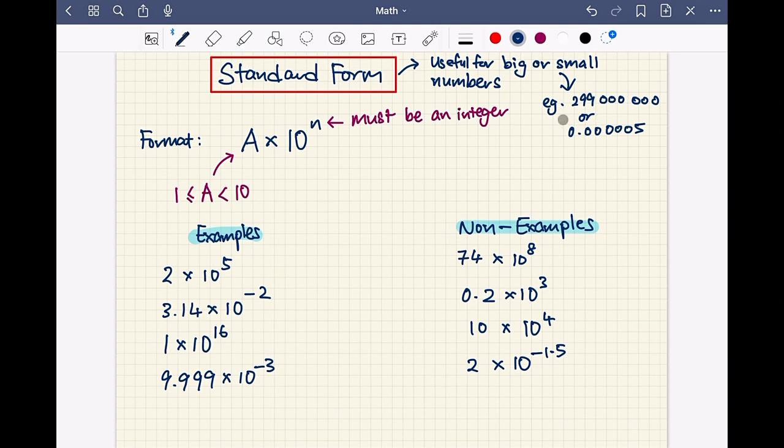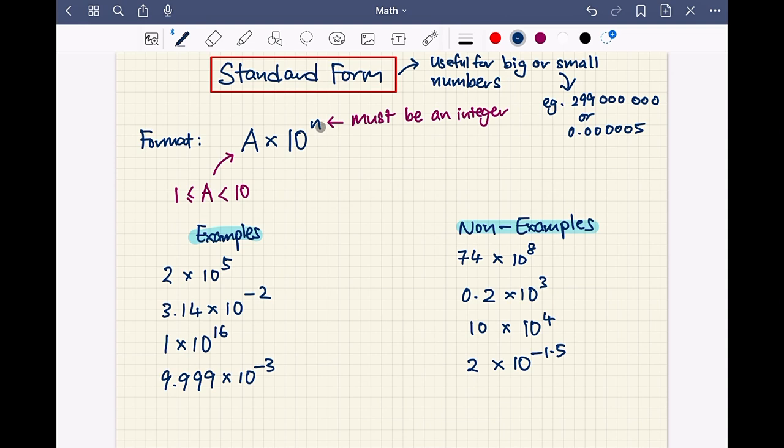So let's look at how we write numbers in standard form. The format in which we write the standard form consists of a, which you can think of as the front number, times 10 to the power of n. There are certain conditions to all these things, so do pay attention to this part.